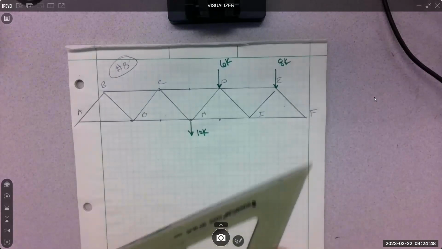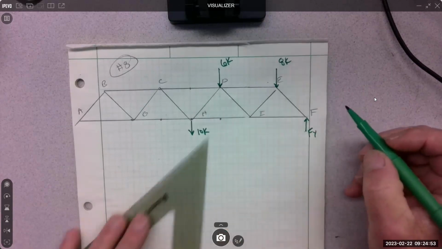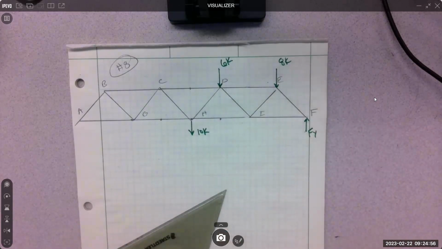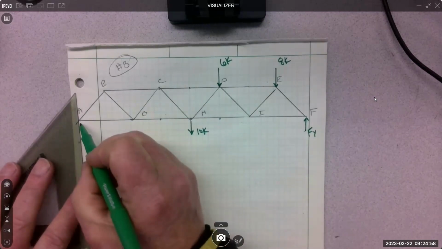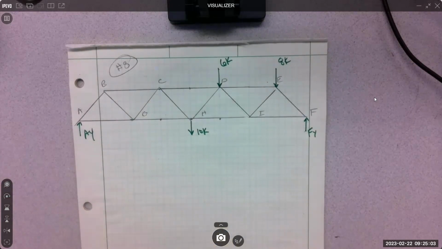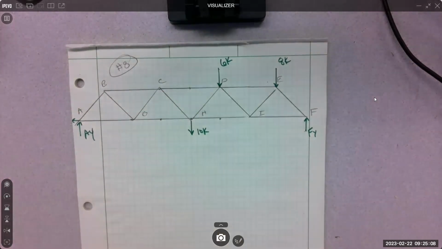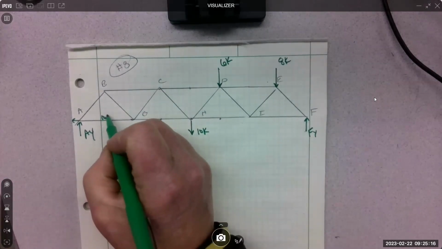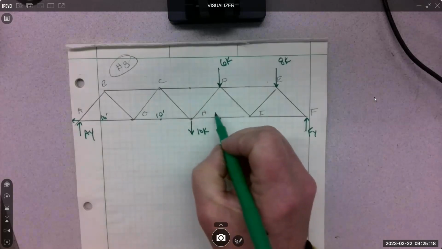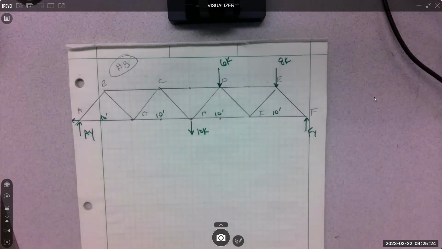Got a roller at F, that gets 1 reaction, Fy. And a pin at A, and that gets 2, Ay and Ax. How far apart? 10 feet on these bays. What's going on over there, Todd? And 9 feet tall.